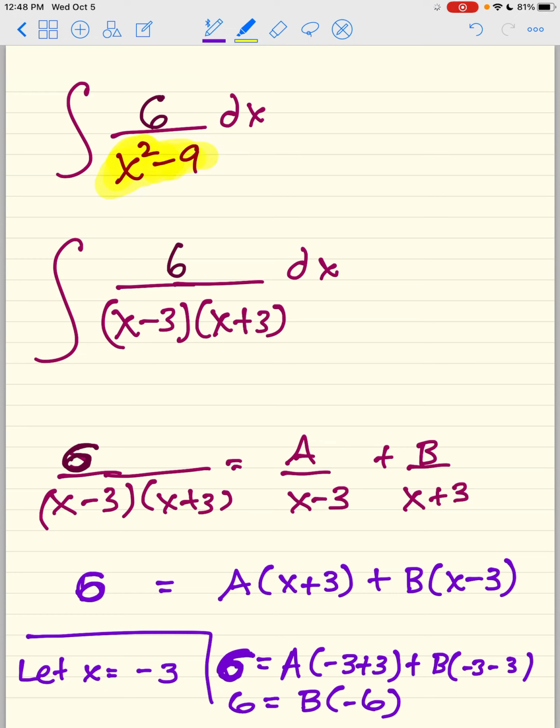So what we're going to do is we're going to say x squared minus 9 can be factored. So it's going to be factored to x minus 3, x plus 3. Pause the video if you need to factor it first. 6 over x minus 3, x plus 3.